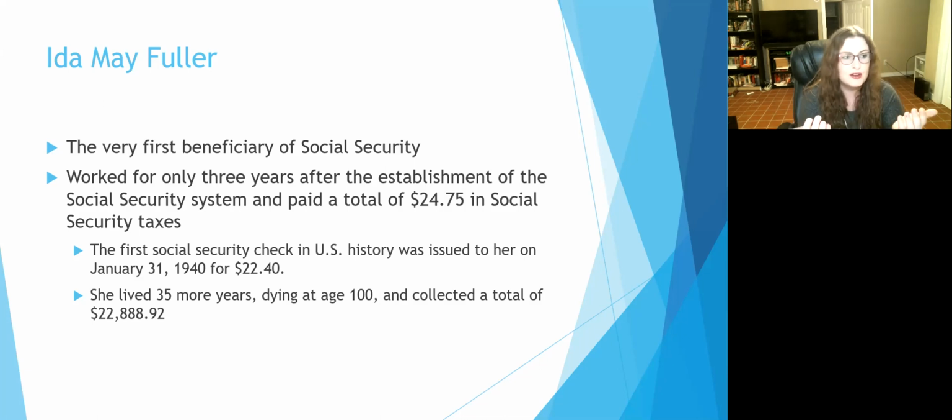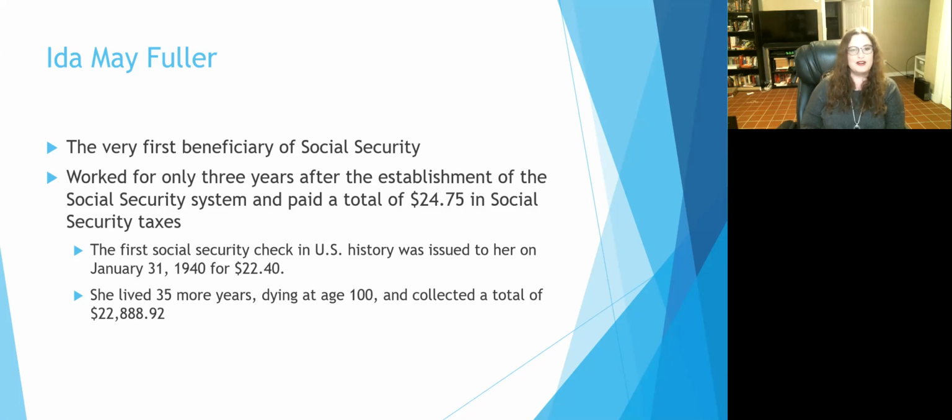Because the people who were working during the Great Depression were not able to really save for retirement in a way that we had hoped or expected. So the government had to step in with a different plan to be able to help these people who had worked during the Great Depression and did not necessarily save. So she worked for 3 years after the establishment of the Social Security system, and she paid $24.75 in Social Security taxes in her time working. So she was issued the first ever Social Security check on January 31st, 1940 for $22.40, which was almost exactly what she had paid in Social Security taxes.